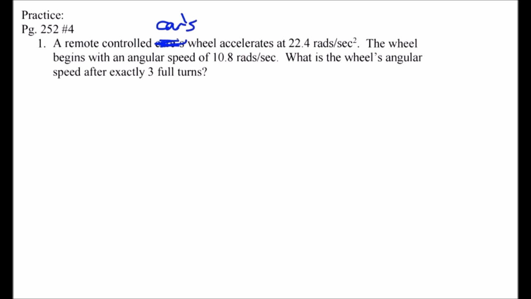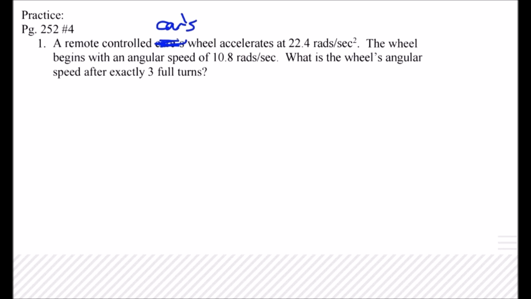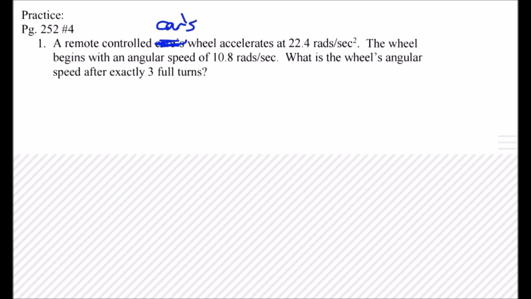There you go. A remote control car's wheel accelerates at 22.4 radians per second squared. The wheel begins with an angular speed of 10.8 radians per second. What is the wheel's angular speed after exactly 3 full turns? Okay? So what are we asking here? What do we want to know? The angular velocity final, right? So let's kind of list stuff that we know and that we want to know like we used to, okay? So we want to know what the angular velocity final is.